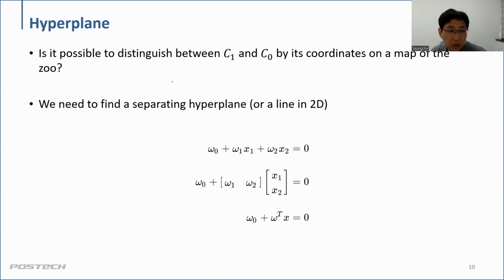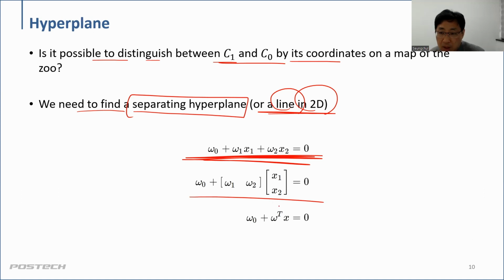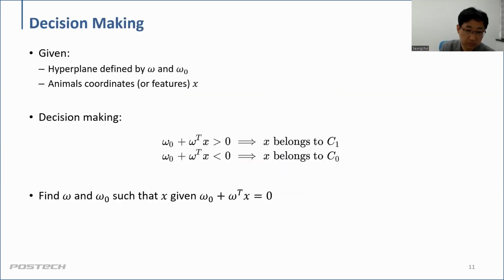Is it possible to distinguish these two on the coordinate map? We need to find the separating hyperplane as a classification boundary. In 2D, it's going to be a line, and the linear boundary classifier is like that. We already did that in the perceptron, and we can formulate it in vector form like this. Decision-making process.